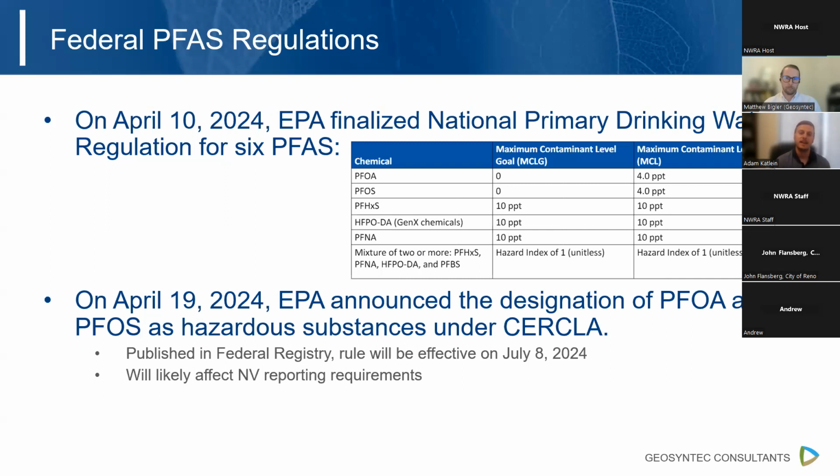And then also on April 19th, EPA announced the designation of PFOA and PFOS as hazardous substances under CERCLA. This was just published in May in the Federal Register, so the rule will actually go into effect on July 8th, 2024. Going back to that Nevada PFAS working group, it was specifically stated in there that if any PFAS analyte was listed under CERCLA, that would go into the reporting requirements that we stated before. So there is likely to be some changes to the Nevada reporting requirements coming up, but there's no announcement on that yet.